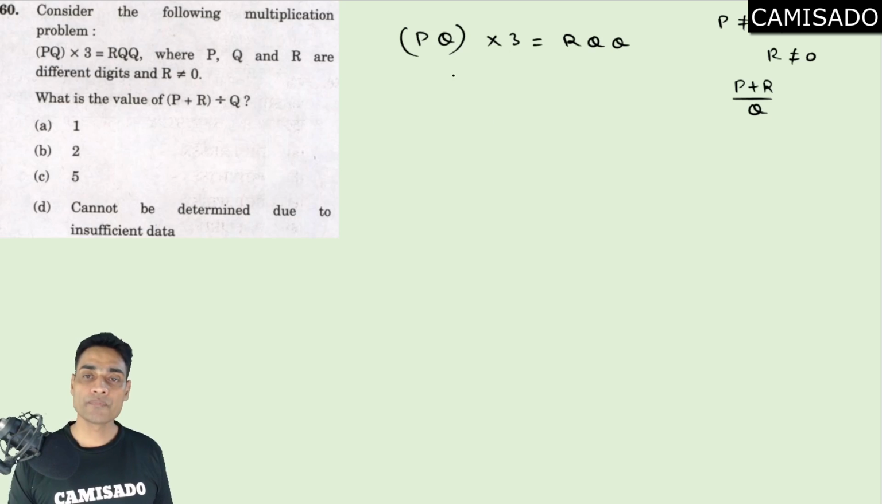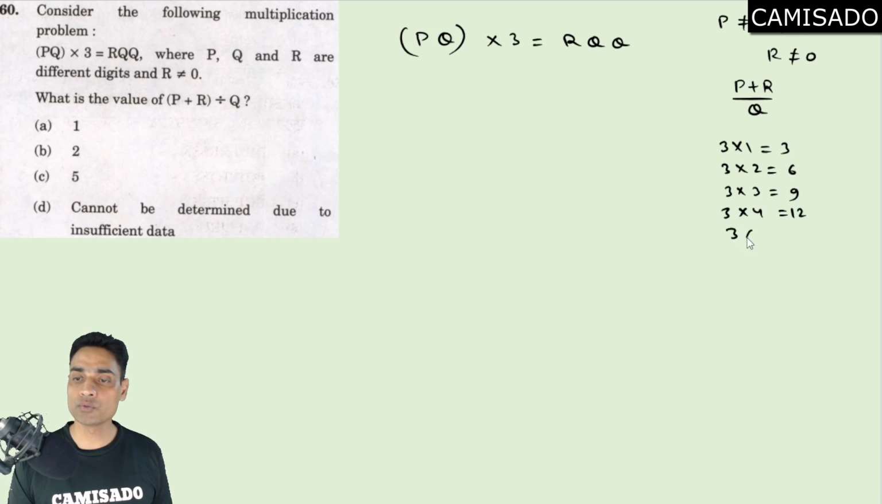So what we can see here is, you multiply some number by 3 and you are getting the same number at the unit place. So see, 3 into 1 is 3, different. 3 into 2 is 6, 2 is not equal to 6. 3 into 3 is 9. 3 into 4 is again a different digit. 3 into 5 is 15. See, multiplying by 5 and getting 5 at the unit place. So it is clear that the value of Q is 5, then only this condition is possible. Okay, Q is 5, fine.